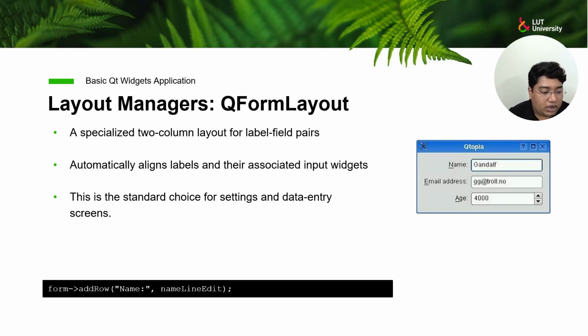Instead of manually arranging every label and input pair, we simply call addRow. Qt automatically aligns everything neatly into two columns. This keeps forms looking consistent with very little code. Whenever you're creating a dialog where the user needs to enter information, this layout is usually the best choice.